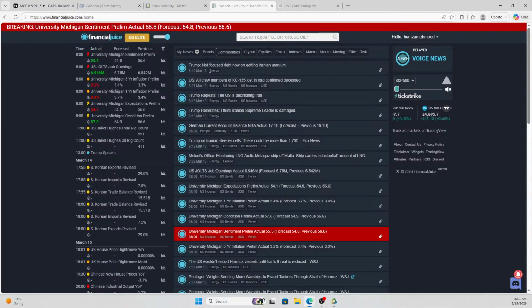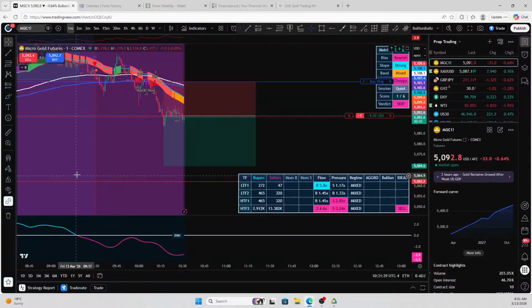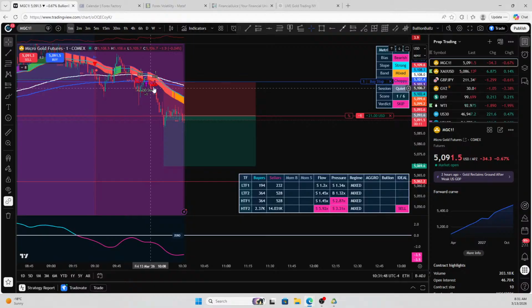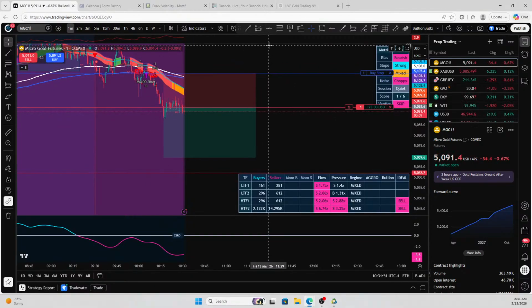Do we have any news coming out? Okay, so that is an update on the news side that he's not focused on getting Iranian uranium right now. I think Iranian is damaged. Okay, so that is news. When did it come out? It came out a couple of minutes back. Okay, so let's see. We're still seeing sellers dominating the market.